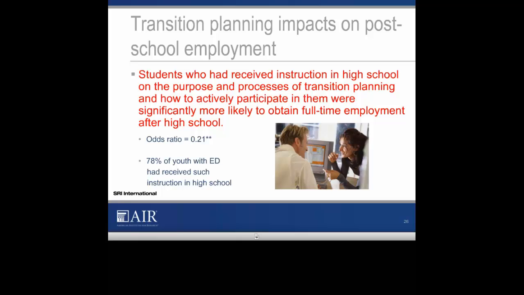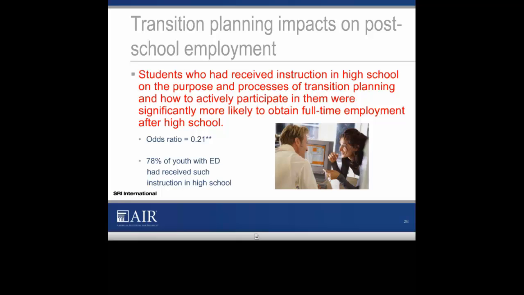So one of these was, I think it won't be remarkable to this audience, but it is still remarkable to the larger special education audience, that those students who had received instruction in high school on the purpose and processes of transition planning and how to actively participate in them were significantly more likely to obtain full-time employment after high school. So this is really about self-determination and self-advocacy in the IEP transition planning team for the youth with disabilities. And that had a direct predictive effect on employment after high school.